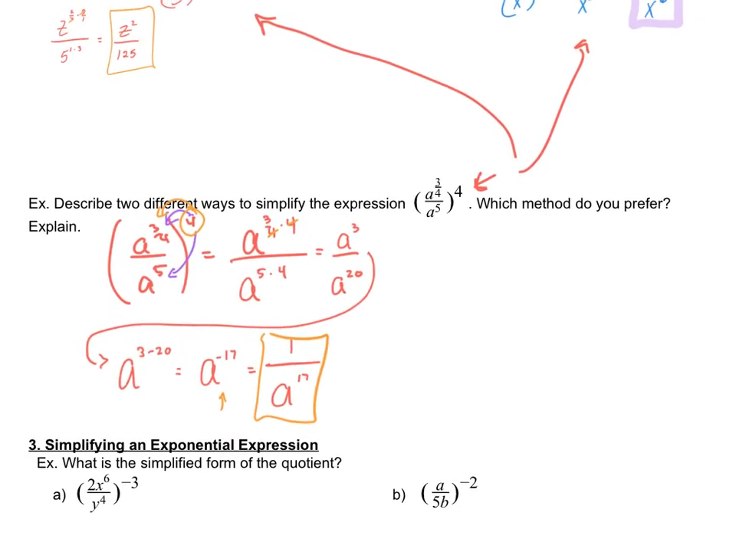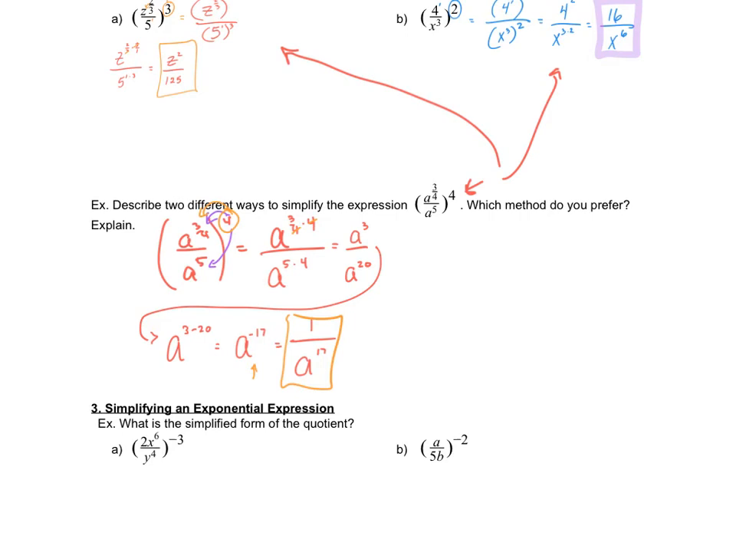But if I were to do it a different way, what I could do is say, well, I have like bases within the parentheses, so I can actually do what's in the parentheses first, which we could argue is my order of operations. So I would have a to the 3/4 over a to the 5th, all to the 4th. So I would have a to the 3/4 minus 5 over 1, to the 4th.